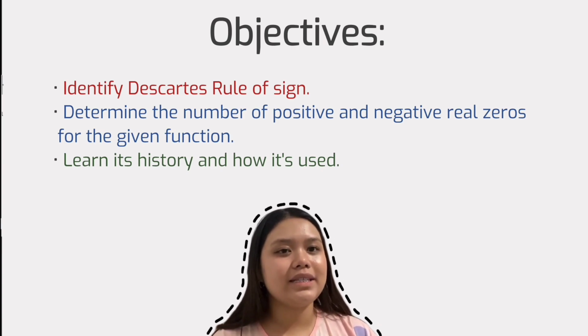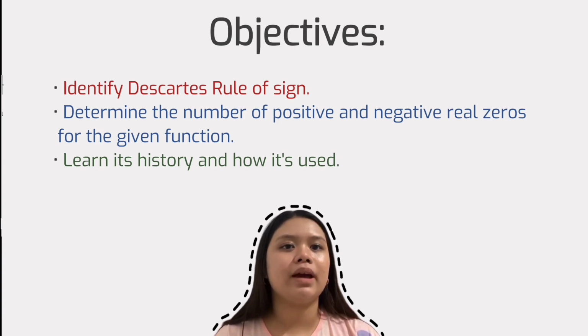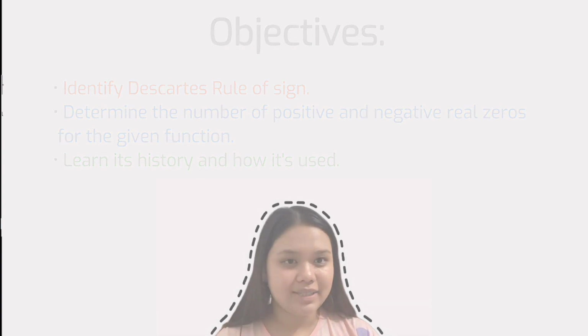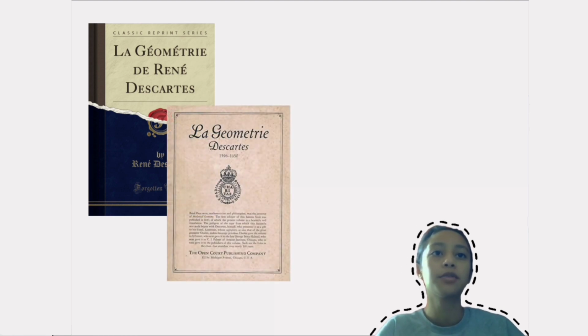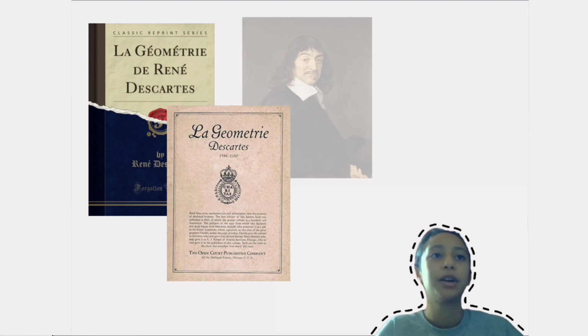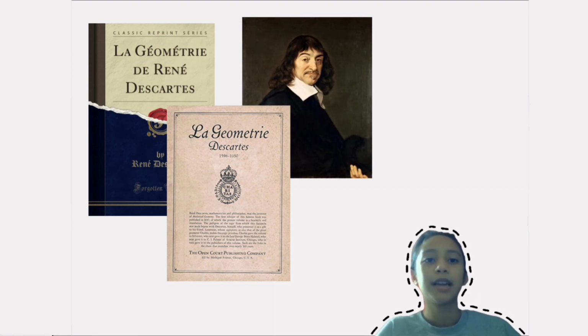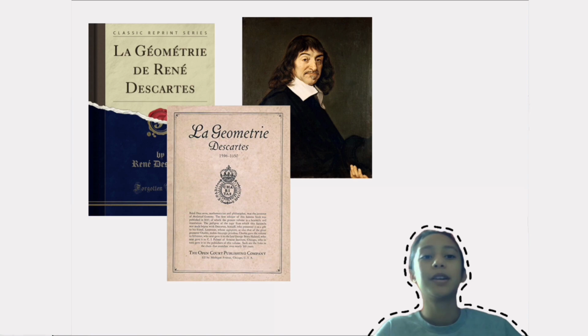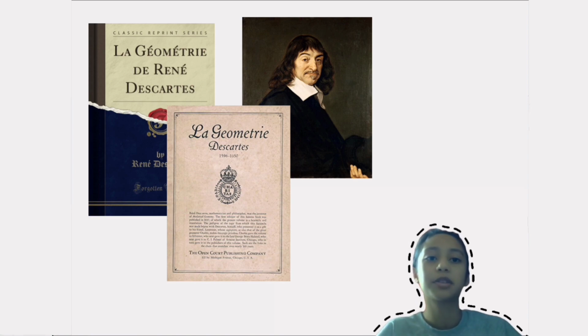So now, let's take a moment to learn the history behind Descartes' rule of signs. The rule of signs was first mentioned in La Géométrie, a book or appendix published in 1637 by the French philosopher and mathematician René Descartes. Now, on to our explanation of how the method or technique works.